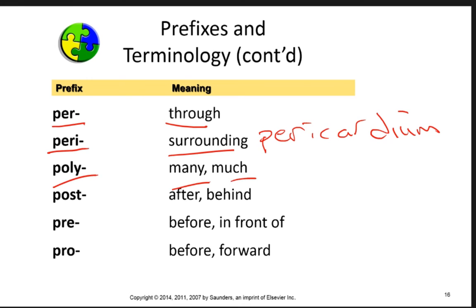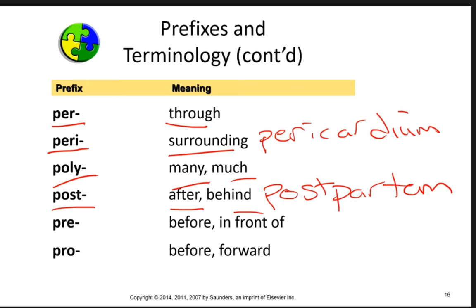Poly here means many or much. We definitely have here post, which means after or behind. Postpartum means pertaining to after a mother gives birth. Pro means before or forward. For example, prodrome. Prodrome here are signs and symptoms that appear before an illness.